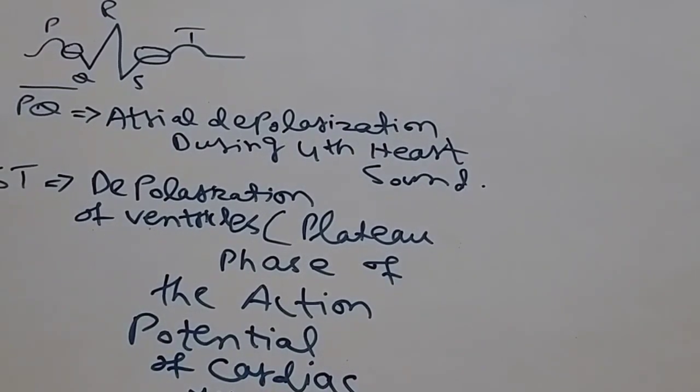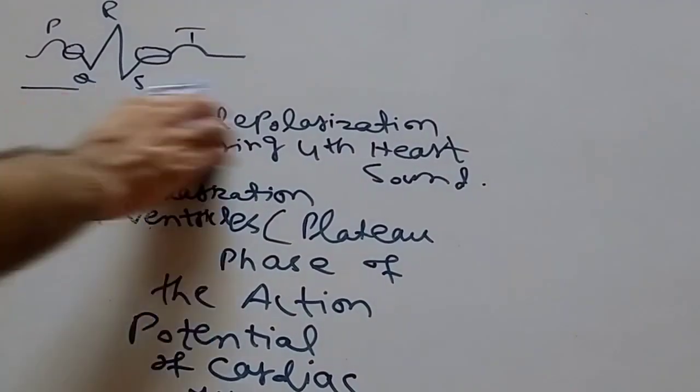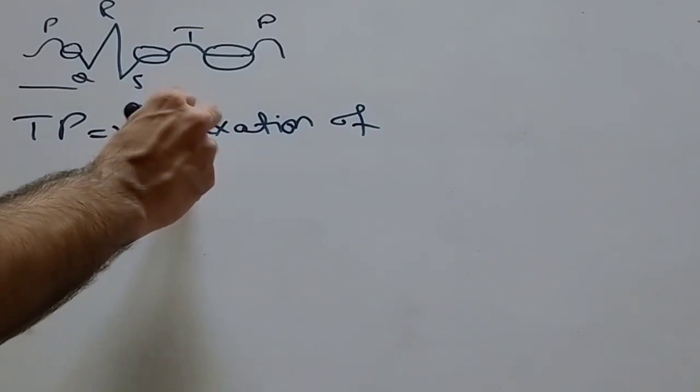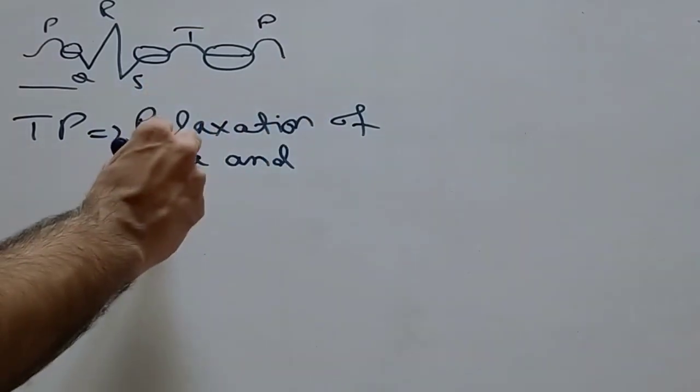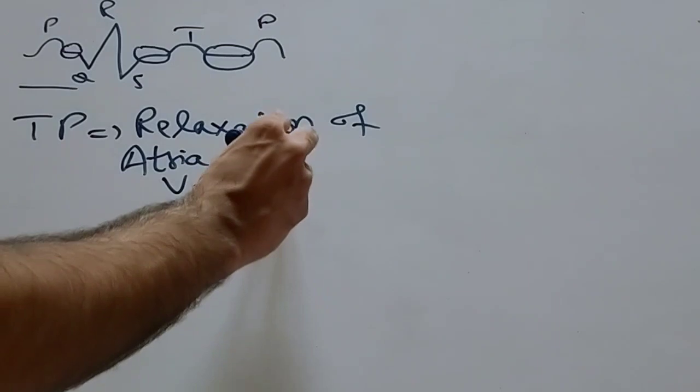Now talking about the last segment, which is the TP segment. After this wave, the second wave would appear, and this is the TP segment. So you can see that the TP segment actually depicts the relaxation of atria and ventricles.